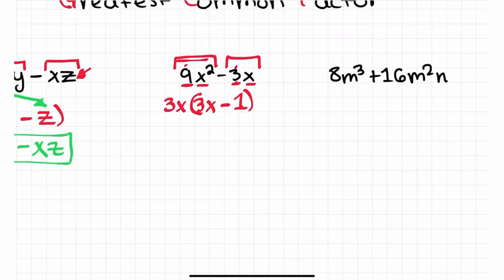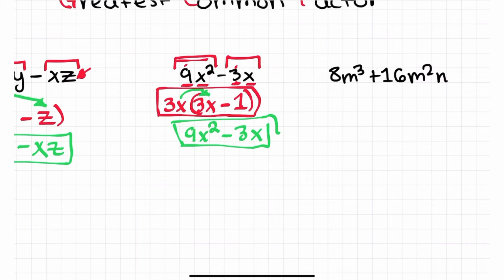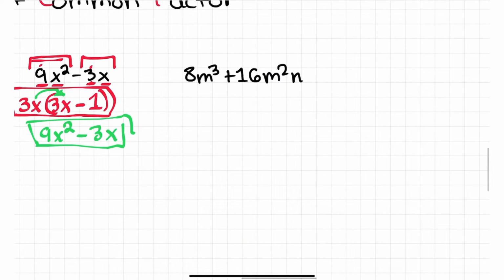So let's work it out. 3x times 3x will give us 9x squared, minus 3x times 1 will give us just simply 3x. So this is how we proved it. That means that our answer right here is correct. Now let's go to this next one.